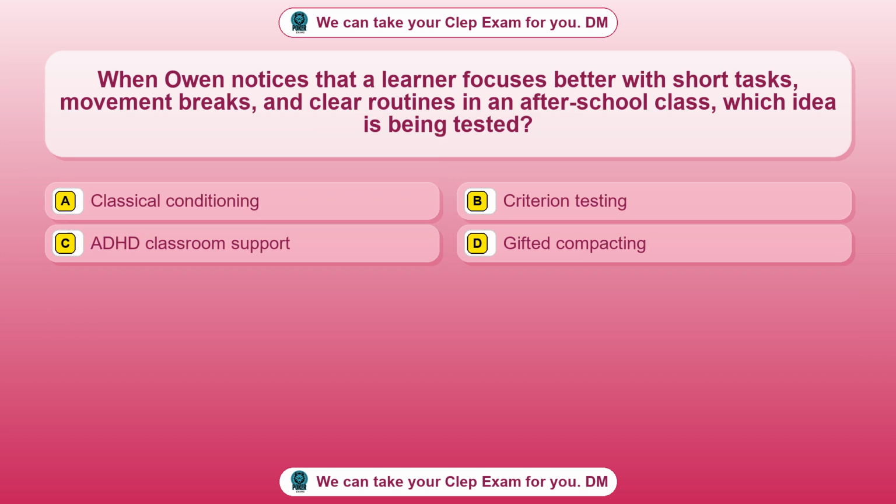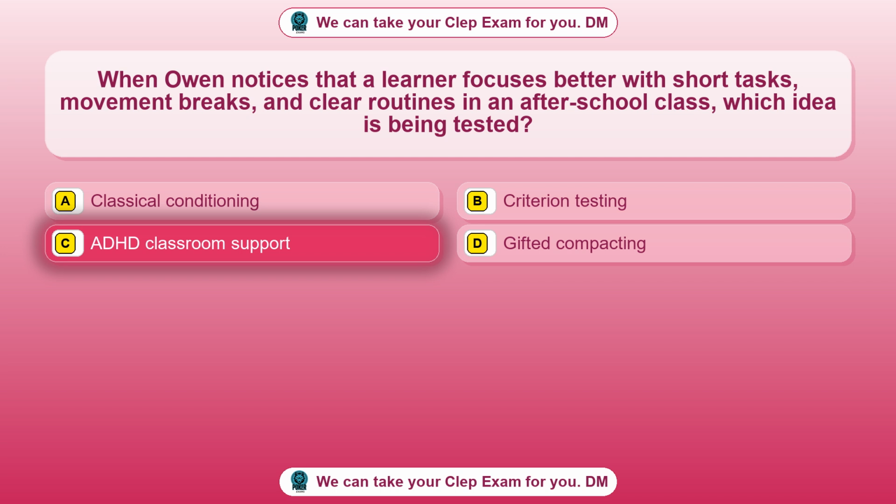Question 67. When Owen notices that a learner focuses better with short tasks, movement breaks, and clear routines in an after-school class, which idea is being tested? Option A, classical conditioning. Option B, criterion testing. Option C, ADHD classroom support. Option D, gifted compacting. The correct answer is option C.